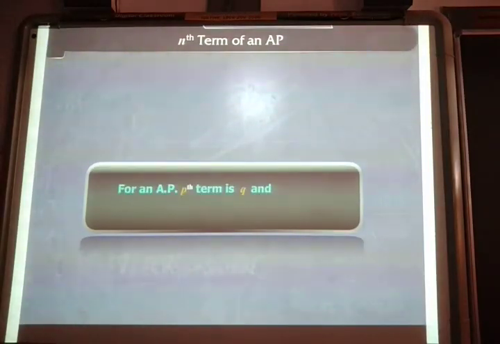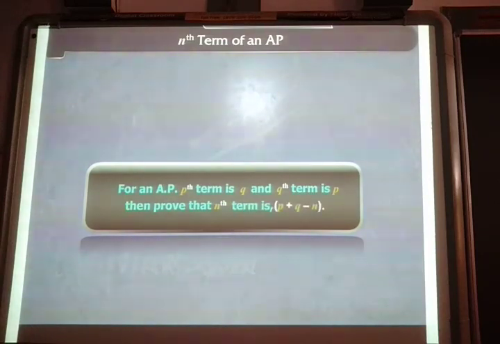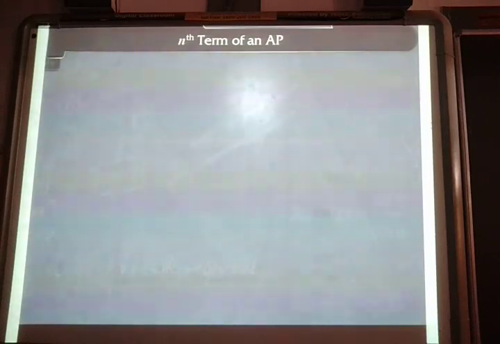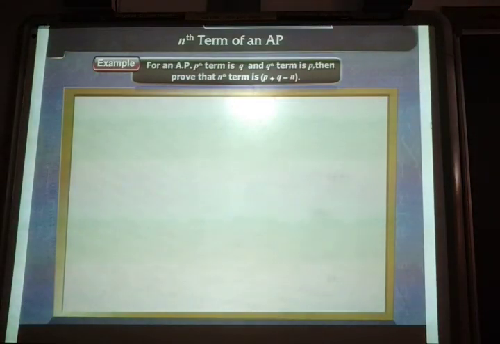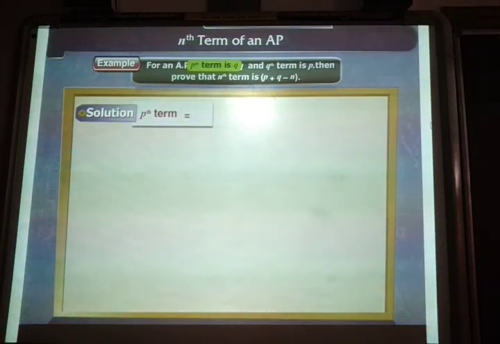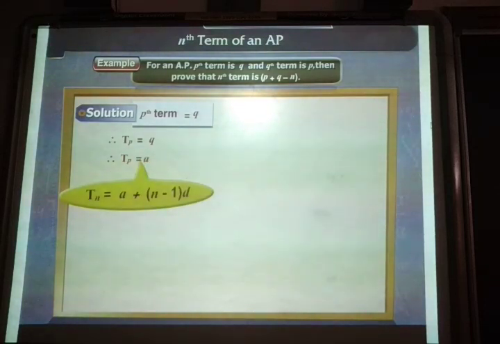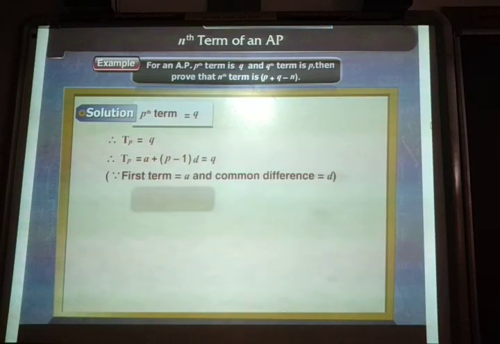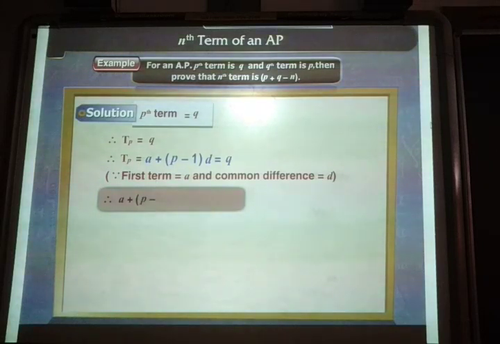For an AP, the Pth term is Q and the Qth term is P. Then prove that the Nth term is P plus Q minus N. Let the first term be A and the common difference be D. Here, the Pth term is equal to Q. Therefore, Tp is equal to A plus P minus 1 into D is equal to Q. Therefore, A plus P minus 1 into D is equal to Q. Equation 1.